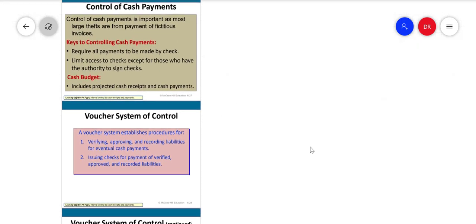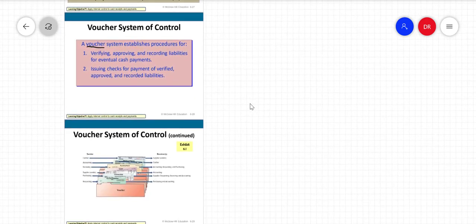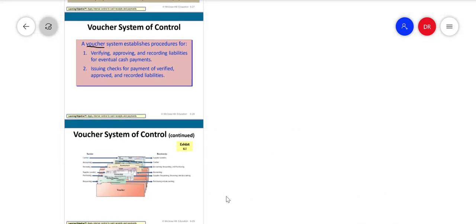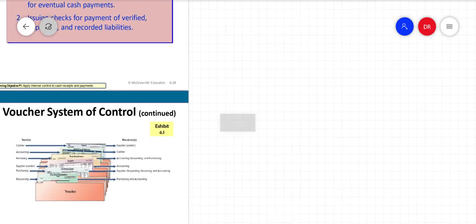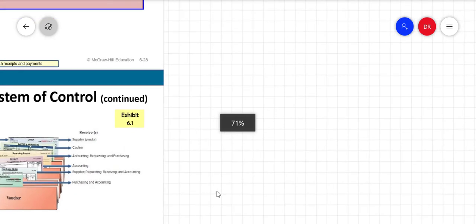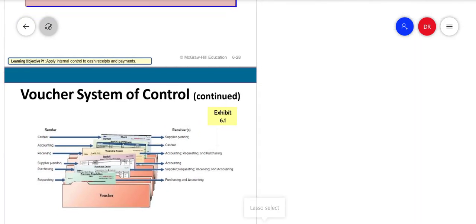Now, when we talk about controlling cash payments, one way of doing that is through a voucher system of control. What that means is a voucher is needed before you can actually pay for anything. So basically the voucher is the approval, okay? So before you're able to order anything, a voucher system requires that you have a voucher number in order to make the order. This slide right here shows you kind of what that is in Exhibit 6.1. If you want to look at that in a little more detail, it'll explain this.